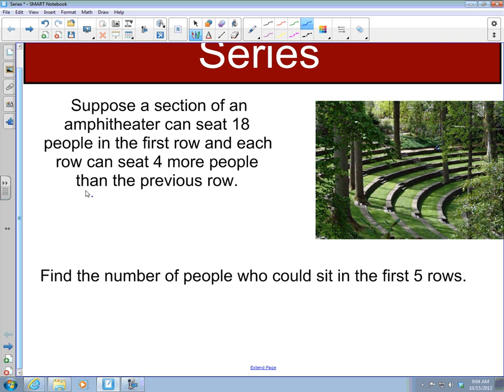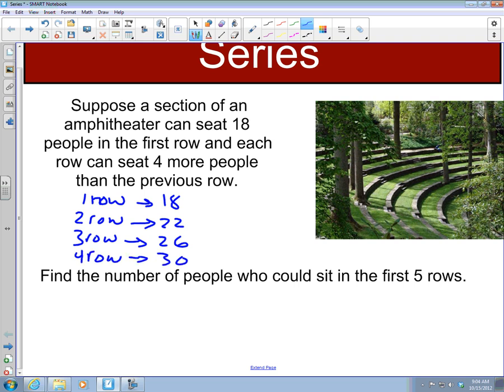Well, in the first row, you can sit 18 people. So the second row, adding 4 to that, would be 22. Third row, 26. Fourth row, 30, adding 4 more, and the fifth row finally would be 34.